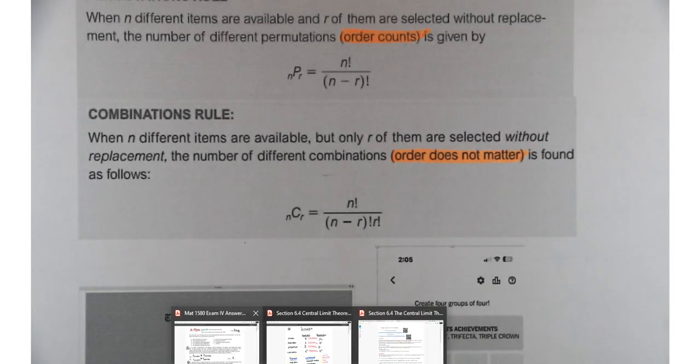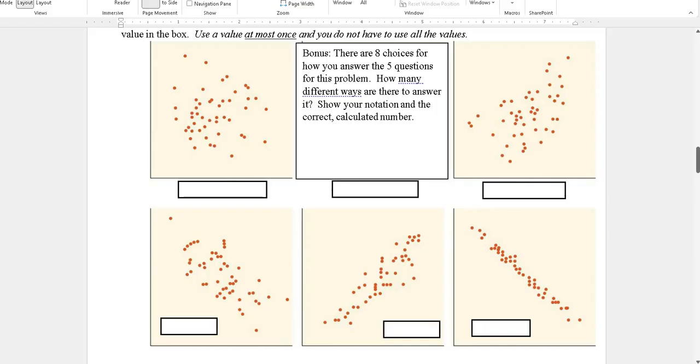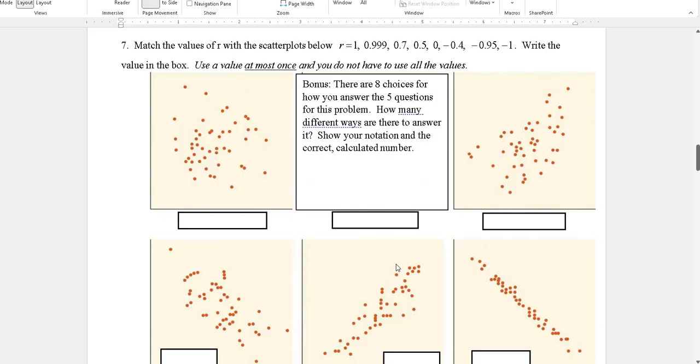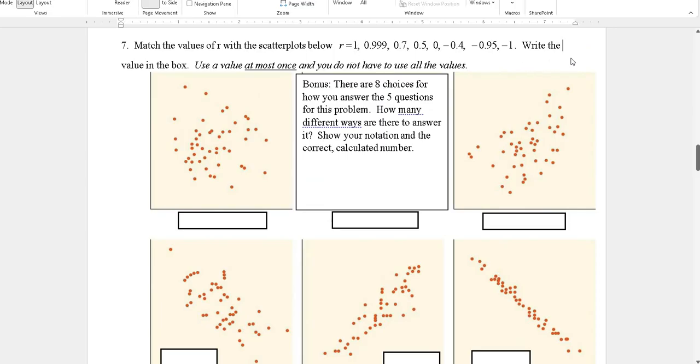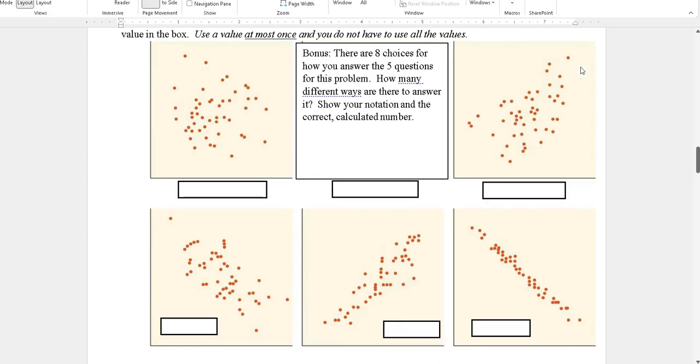So let's look back at our exam, the one that you took just the other day. And I gave you something like this, asking you to figure out what value of R, the linear correlation coefficient, goes with each of these plots. So you had 5 of these slots and 8 values that you could plug in here. So the question was, how many ways could you fill out this problem? How many ways could you answer it? So I asked you to calculate this number, or at least show me the notation. The question for you is, does order matter?